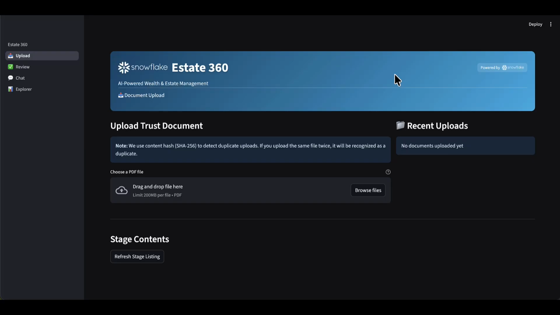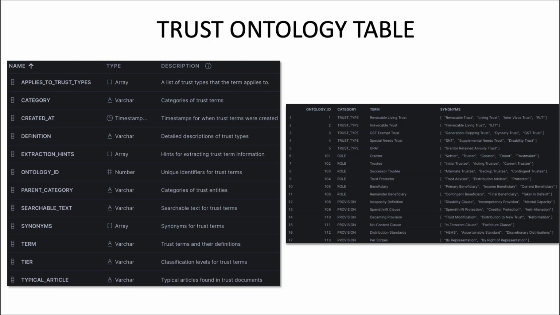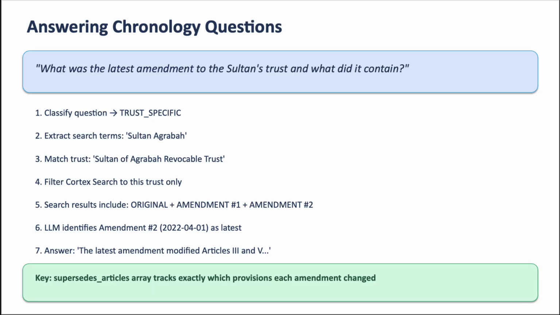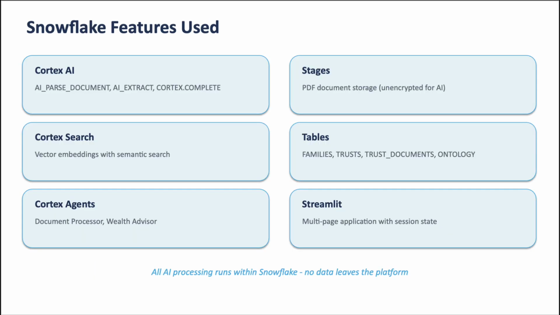That's Estate 360, transforming trust document management with AI. The key innovations are ontology-driven extraction that understands legal terminology variations, human-in-the-loop review for fiduciary accountability, and trust-filtered semantic search for accurate and scoped answers, where AI automatically detects which trust you are asking about and then only shows you documents and answers pertaining to that trust. Complete document chronology tracking is essential for wealth advisors managing evolving trust portfolios.